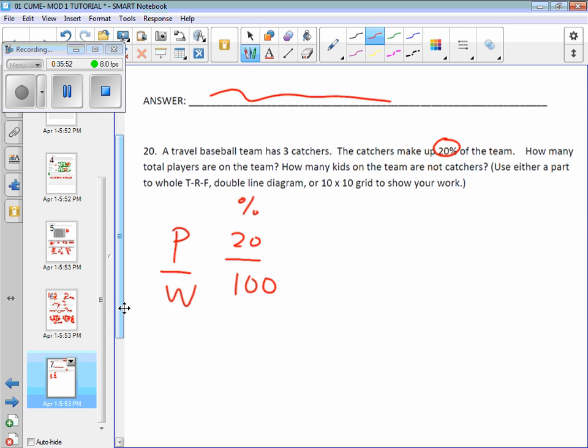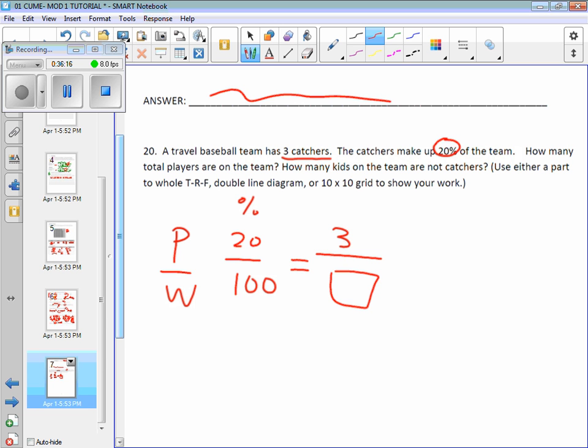Question now becomes what to do with the 3 catchers. Is the 3 representing the whole entire team or part of the team? Well, guess what? It's part of the team. It's only the catchers. That goes on top. And they are asking us to find how many total kids there are on the team. That's the unknown. That's what I'm trying to find.